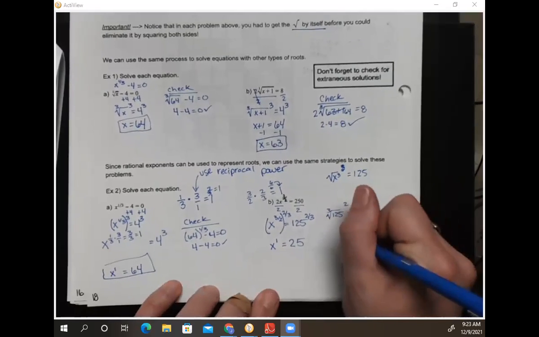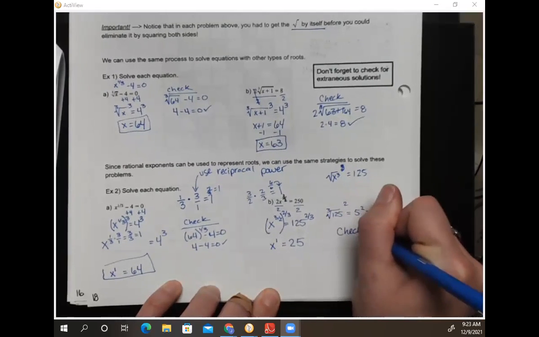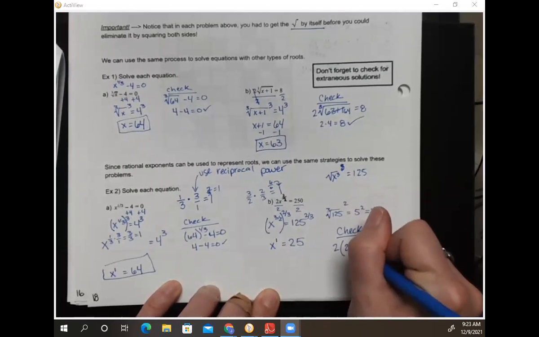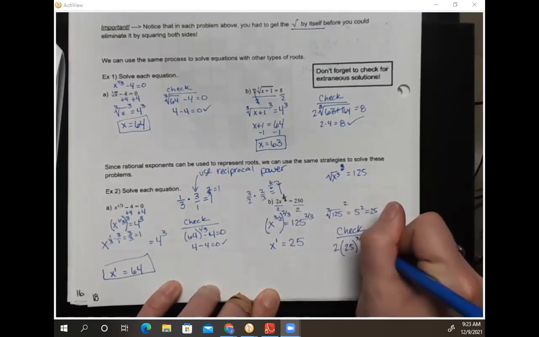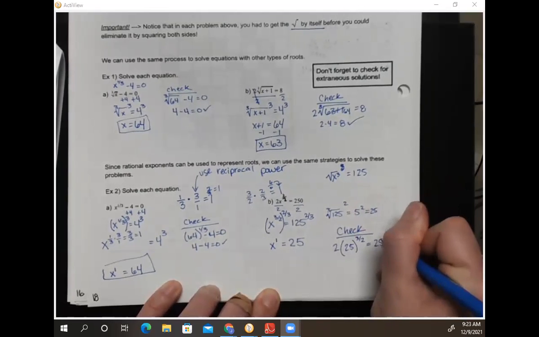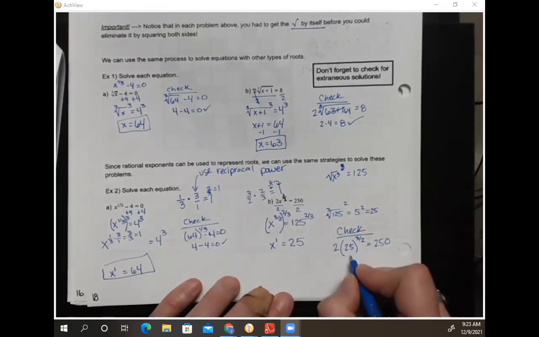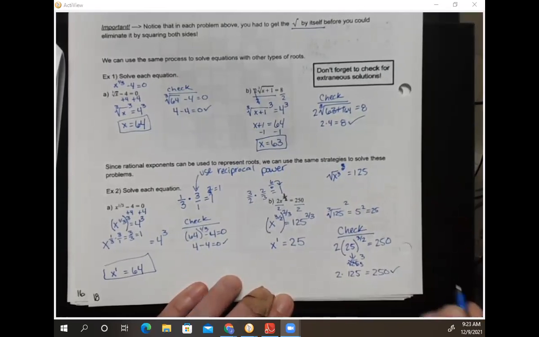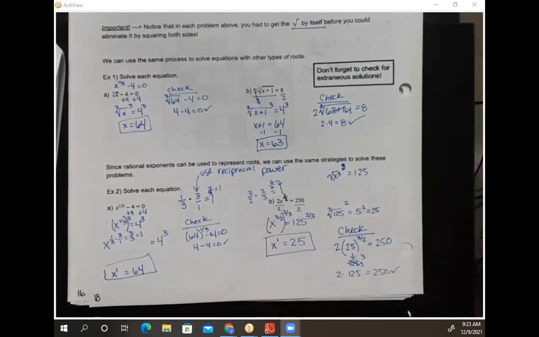And then again, I'm going to check this. So this would be 2 times 25 to the 3/2 power. I want to know if that equals 250. So this would be the square root of 25 cubed. The square root of 25 is 5. 5 cubed is 125. 2 times 125 is 250. So we're good there. No extraneous solutions.